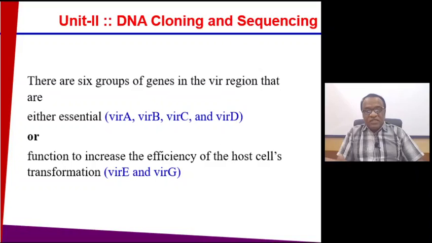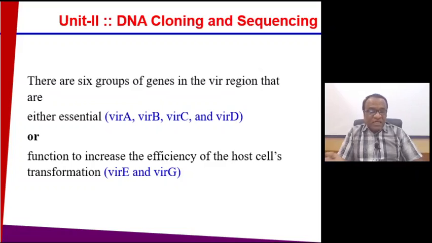Right. So the proteins which are encoded by these VIR genes are most essential for the transfer of the tDNA, that is the transferred DNA region of the Agrobacterium tumefaciens Ti plasmid, to the nucleus of the host plant cell.